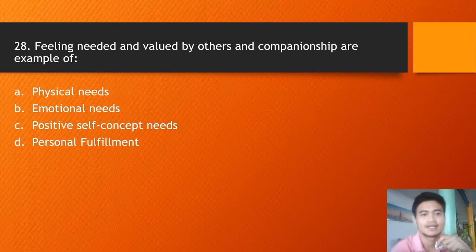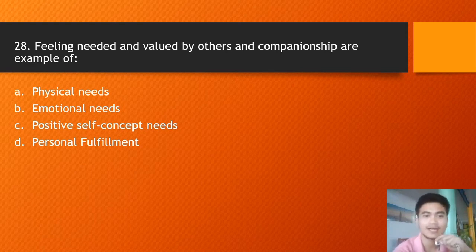Number 28. Feeling needed and valued by others and companionships are examples of. This is according to Larson, the 4 categories of needs aside from Maslow. Kay Maslow kasi masyadong advanced, no? Dito kay Larson, ito yung pinagmulan ng konsepto ng social functioning. So, anong answer natin dito? It should be letter B, emotional needs, no?